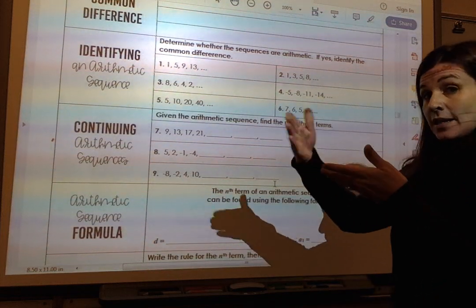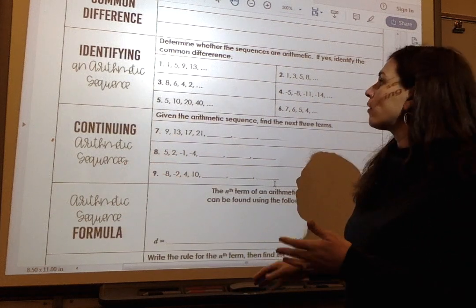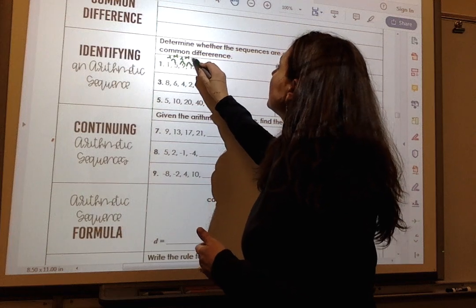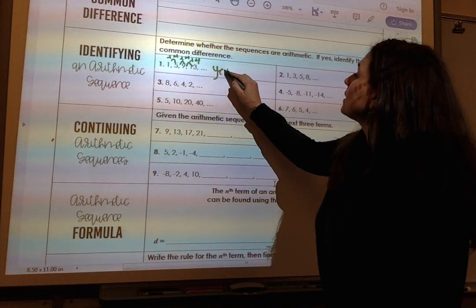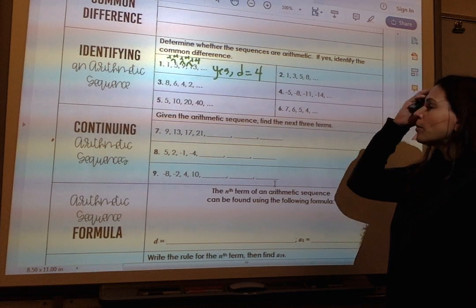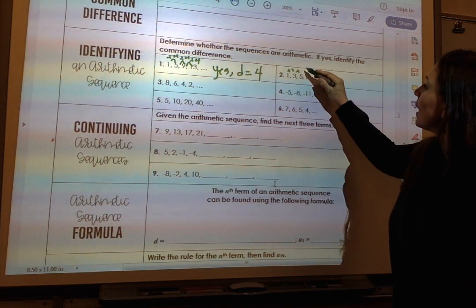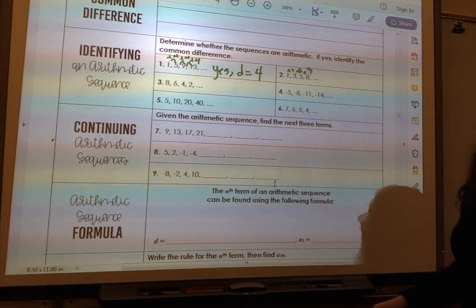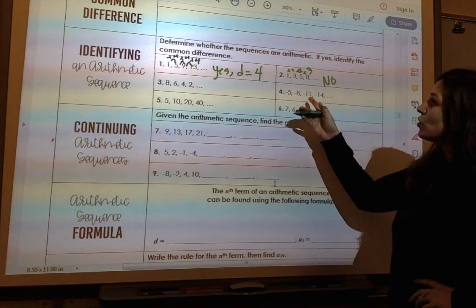So remember, it's consecutive, so I go from 1, 5, 9, 13. Do I notice a pattern here? Am I adding 4 consistently? Yes. So it is an arithmetic sequence, and the difference is positive 4. So I just note 4 there. Look at number 2. 1, 3, 5, 8. I'm going up by 2, up by 2, and up by 3. So is that an arithmetic sequence? No, because my pattern doesn't remain the same. It's 2, 2, and then 3.